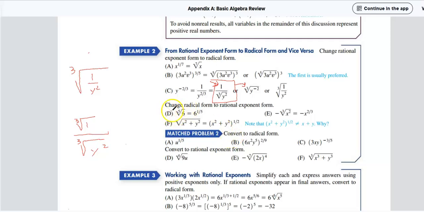Here I have the fifth root of 6, which is 6 to the 1/5 power. The square root of x squared plus y squared, I can rewrite as parentheses x squared plus y squared to the 1/2 power. Just understand where that root goes is going to be key in how you're going to represent these with your exponents.